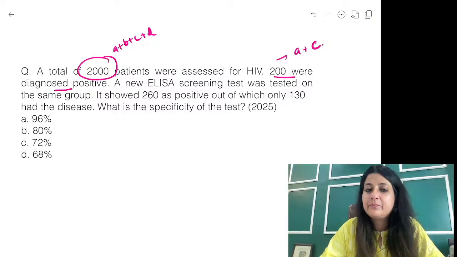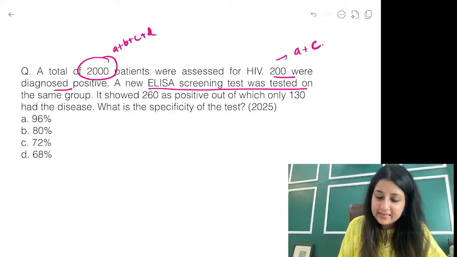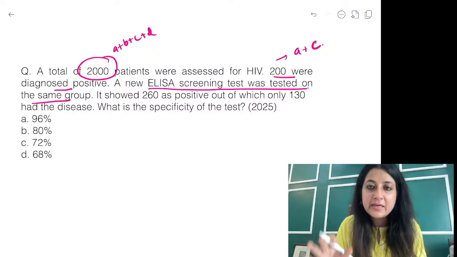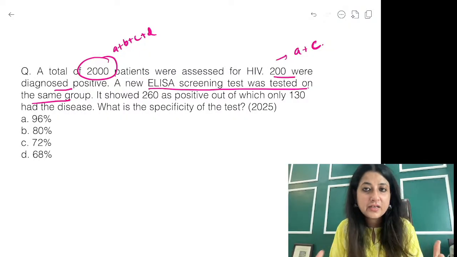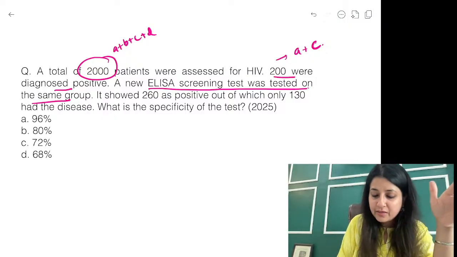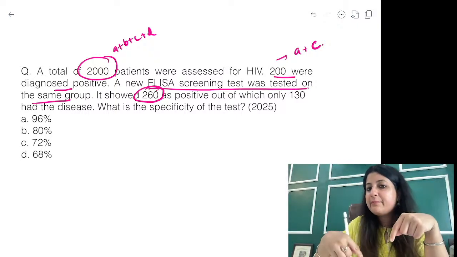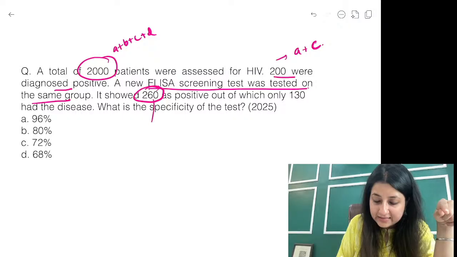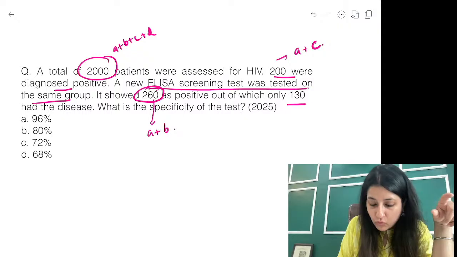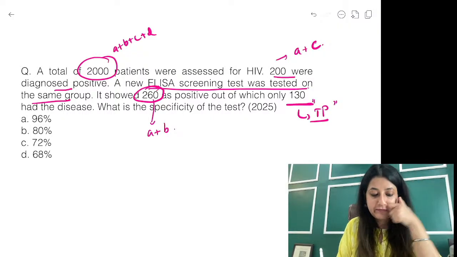Now when I apply a screening test, a new ELISA screening test was tested on the same group. I am not making a 2 by 2 table right now, but I will show you one. Try to figure out without the 2 by 2 table once. It showed 260 as positive. Now tell me what is 260? It is ELISA positive. So is it A plus B or A plus C? This is A plus B. And out of that, only 130 had the disease. This is your true positive, or A.